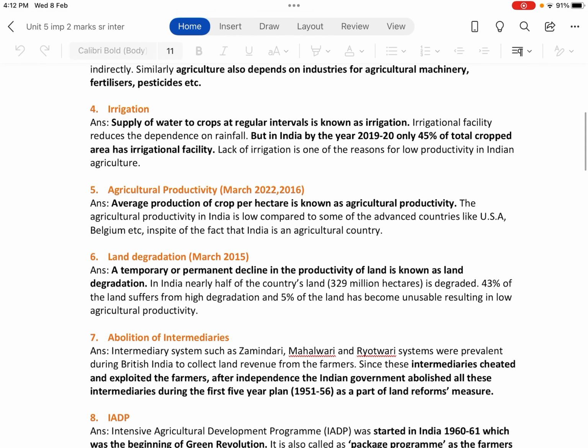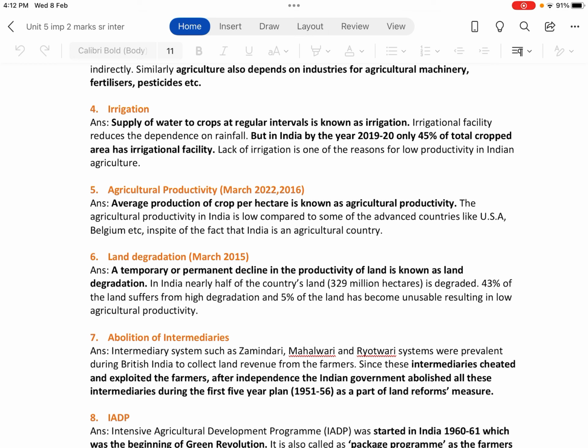Fifth question, agricultural productivity. You can see that this question has been asked in March 2022 and 2016. The average production of crop per hectare is known as agricultural productivity. You calculate the average per hectare, what is the yield of that particular crop or that particular land. That is the yield per hectare of land. That is what is known as agricultural productivity.